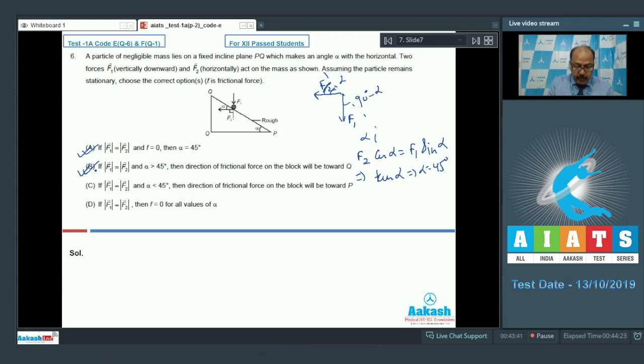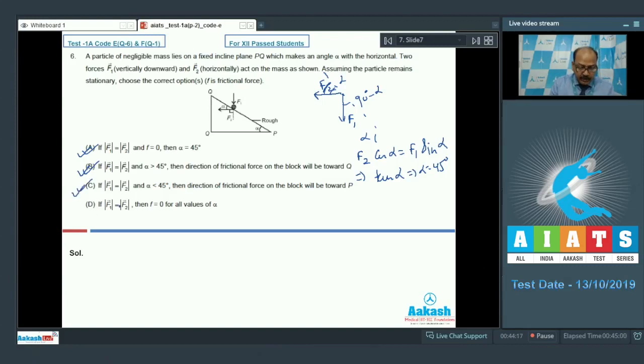It says if mod F1 equals mod F2 and alpha is less than 45 degree, then direction of frictional force on the block will be toward P. Well, if alpha is less than 45 degree, that means component of F2 up the incline is greater than component of F1 down the incline, and so the frictional force to oppose slipping or tendency of slipping will be acting down the incline. So that means option C is also correct.